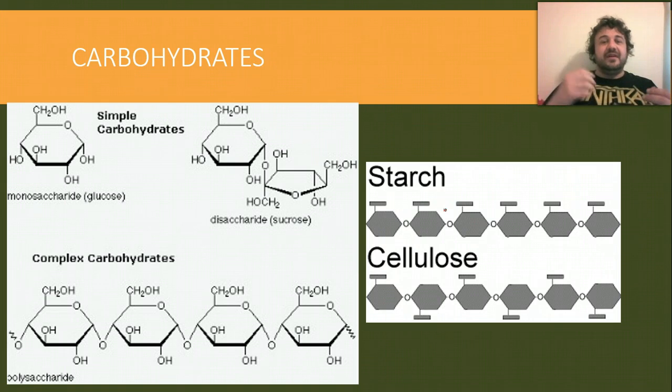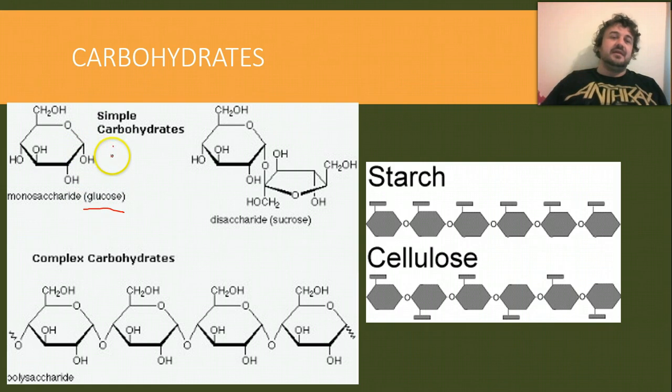All right. So these are our structural formulas for a couple of simple carbohydrates and a complex one. So what we have is the monosaccharide glucose. Okay, so that's glucose. That's the product. And that one there, I think, is the beta form.